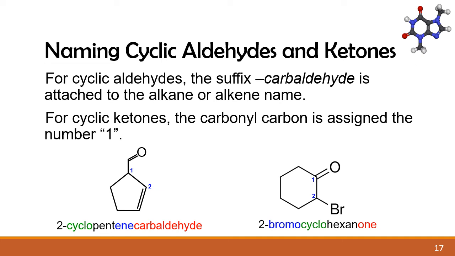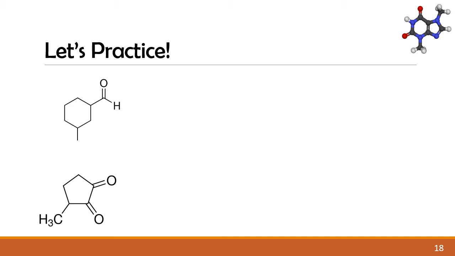This next compound is a cyclic ketone with a bromine substituent. The carbonyl carbon is assigned number 1 and bromine is assigned the next lowest possible number. So the name of this cyclic compound is 2-bromocyclohexanone. Now let's try naming this cyclic compound. This cyclic alkane has 1, 2, 3, 4, 5, 6 carbons. A 6-carbon cycloalkane is called cyclohexane.